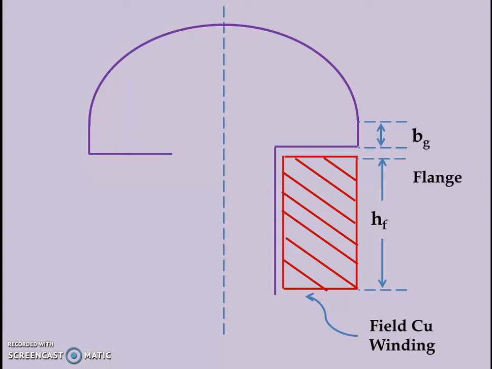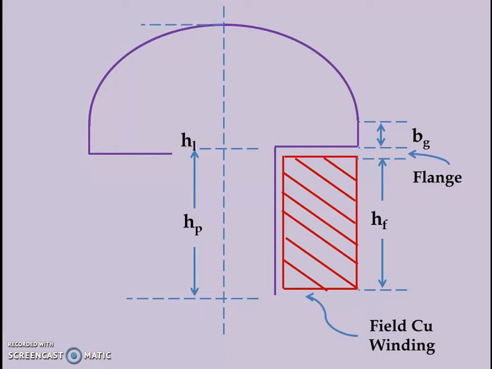And in between we have space left for fixing the field winding and for the insulation. So we use flanges or we use insulation. So a certain space we have left in between. And this is the height of the pole body. So this is the height of the pole body, and the height of the pole body is because of the height of the field winding, and we have a certain amount of space left for keeping insulation and fixing the field winding.